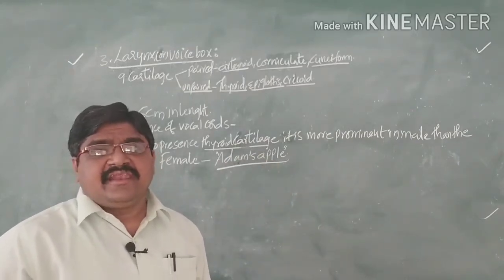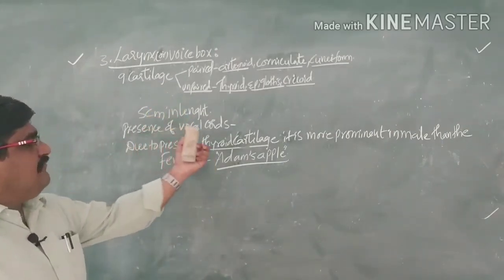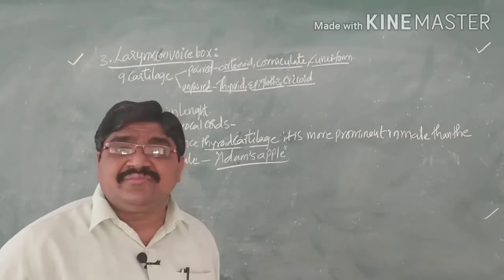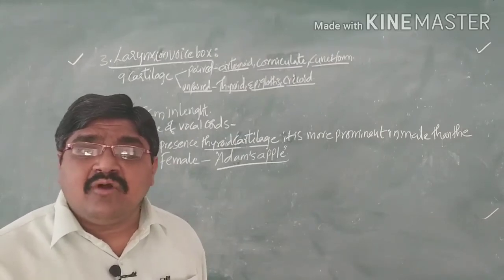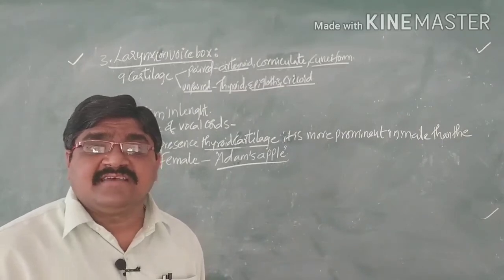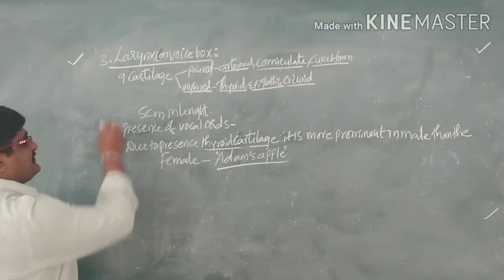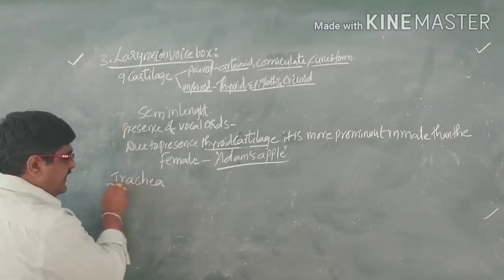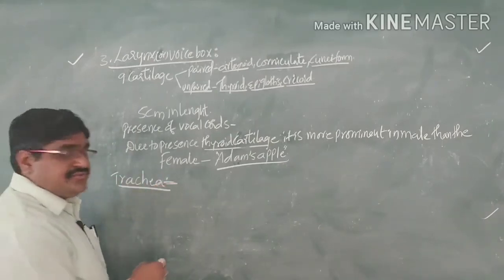Also, in the thyroid region, the vocal cords are present, and due to them sound is produced, so it is also called the voice box. The larynx is connected to the trachea, which is also a muscular tube-like structure.